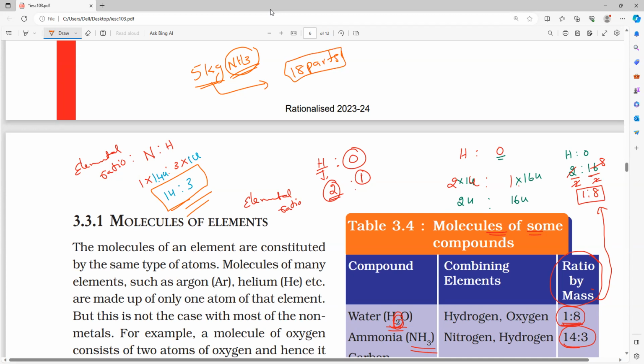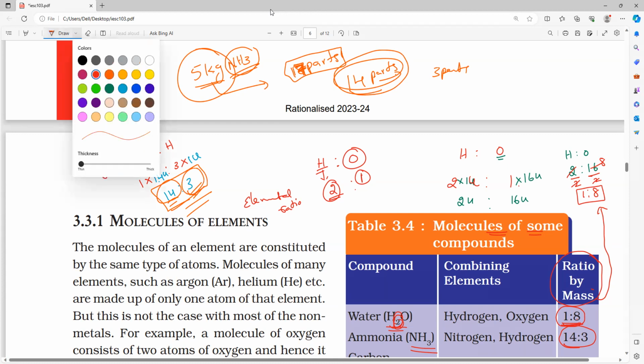Sorry, not 18. 14 plus 3, 17. 17 parts. Remember, in that, 14 parts of mass is nitrogen mass. Only 3 parts of mass is hydrogen mass. Means in 5 kg, 14 parts of mass is actually nitrogen mass only. Three parts of mass is hydrogen mass. Do you understand what I'm saying? Everybody, are you clear? All of you? Please respond. That is what we used to say.